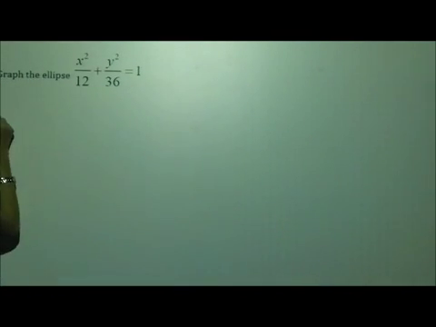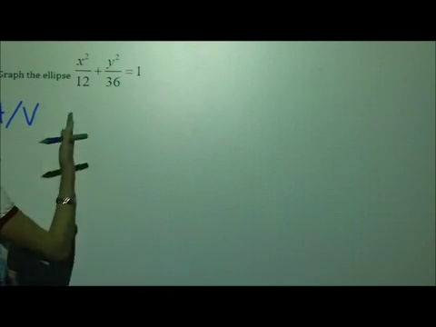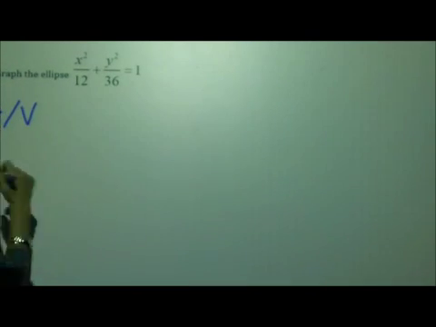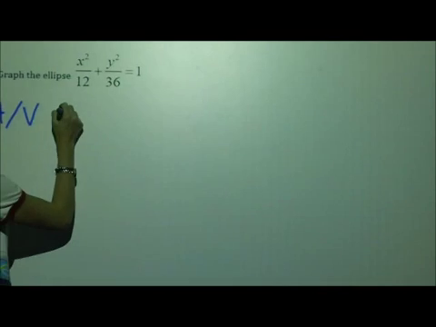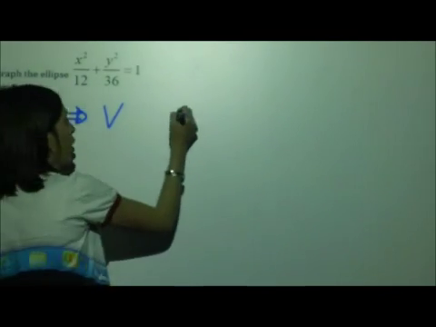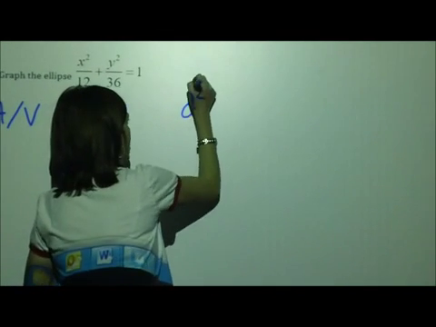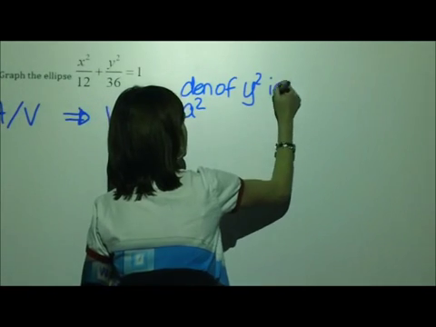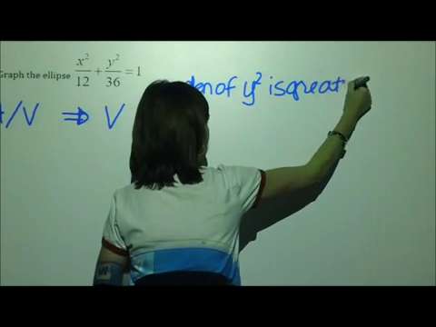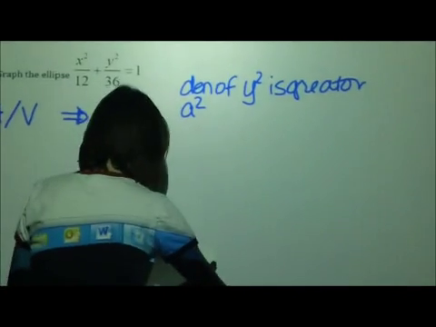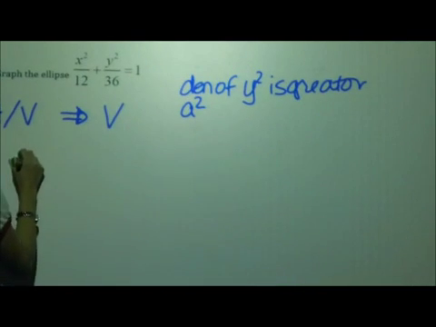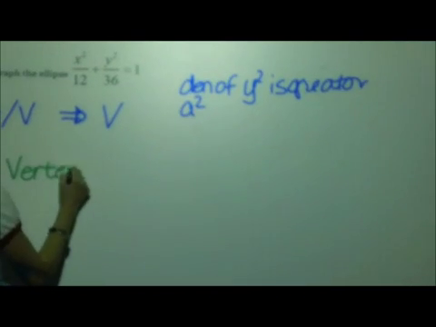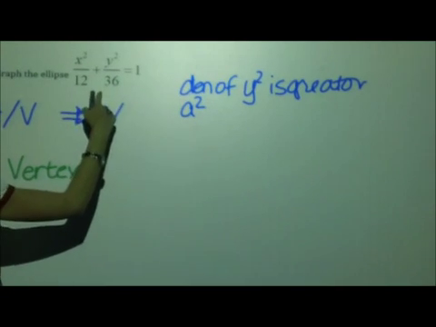So next I'm going to say, is it horizontal or vertical? All right, so I need to identify my a. A is 36, and it's under the y squared, so that tells me it's a vertical ellipse, okay? And why? Because the denominator of y squared is greater. And then I have to identify my vertex.